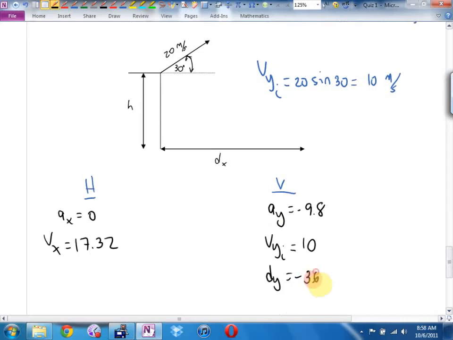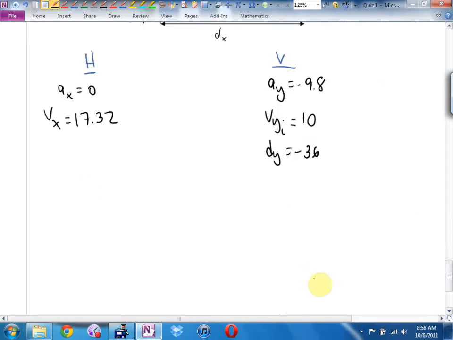So now I'm committed. I'm going to find t. How many of you use the quadratic formula to find t? How many of you find Vy final and then use that to find t? Okay, I'm going to do that one since that's what most people did. Looks like some of you did neither.